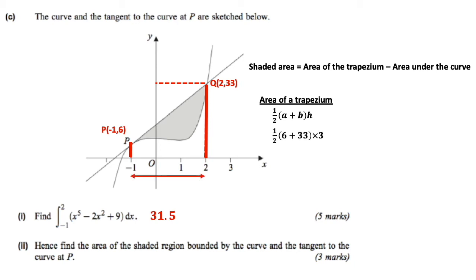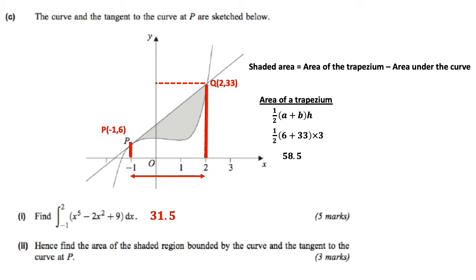We can see that a, if you like, we'll label that one as the first one, would be 6, as it would be the y ordinate of P. And we can see that the second line, the value of b would be 33, as it's the y ordinate of Q. And then h would be the distance between those two parallel lines, and we can see that's 3 units, from -1 to 2. So we substitute those values in. We have half times 6 plus 33 multiplied by 3, and that gives us an area of 58.5.